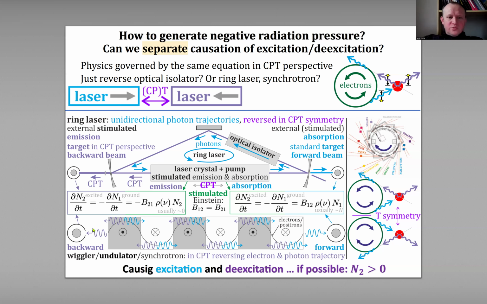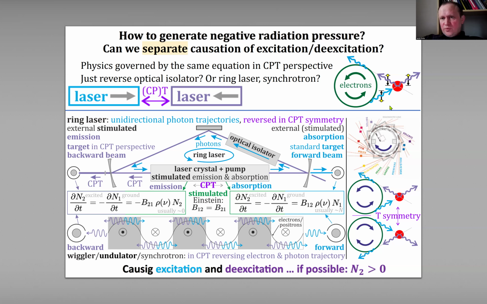Another approach could be these free electron lasers, generalized synchrotron radiation. Again we have a charged particle going in one direction, producing photons and causing excitation of this target with this equation. In the CPT perspective, it goes in the opposite direction and changes the charge and excites this target. So in our perspective, it causes de-excitation with this equation. Or just, let's say, a synchrotron like here.